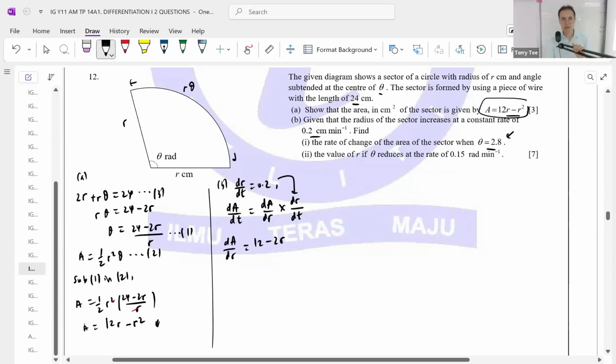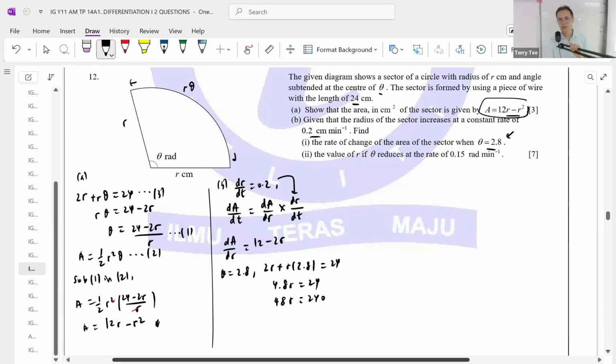Okay, so let me sub theta equals to 2.8. So your 2r plus r times 2.8 equals 24. So this is 4.8r equals 24. What's your r? Okay, I'm sorry. A lot of people cannot do this mentally, right? Can you switch the decimal point? Switch one decimal point, 48. Switch one decimal point, what do you get? 240. Yeah, do you know 48 divided by 2 is 24?